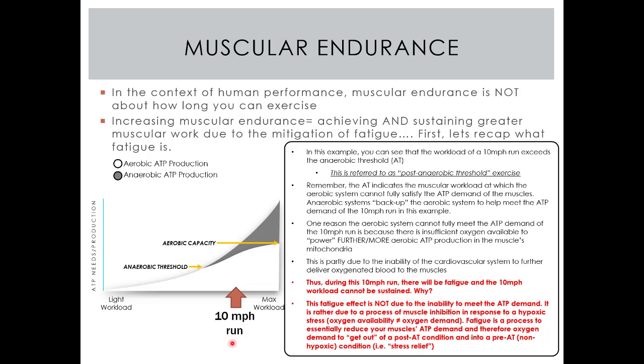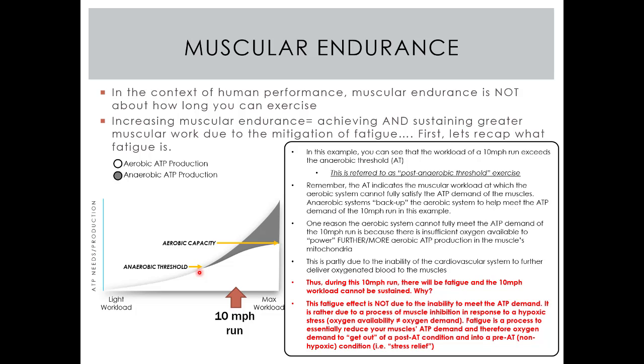So let's go back to this example of the 10 mile per hour run workload. Because the 10 mile per hour run is at a workload above the anaerobic threshold, as you see here, there is a hypoxic stress present in the muscle cells. Therefore, the muscle will relieve itself from this stress by simply pumping its own brakes, by inhibiting the process of muscle contractions. In so doing, the muscle reduces the ATP and thus oxygen demand and forces the muscle down to a workload that is below the anaerobic threshold, thus relieving itself from the hypoxic stress associated with post-anaerobic threshold workloads.